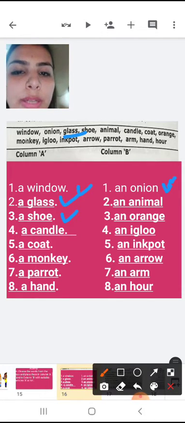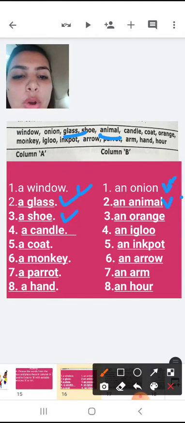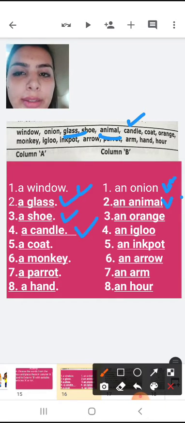Now the next word is animal. Animal starts with the letter A, and A is a vowel. So write this in column B: an animal. Then candle. Candle starts with the letter C and C is a consonant, so write a candle in column A. Then coat. Coat again starts with C, so write this in column A because C is a consonant: a coat.